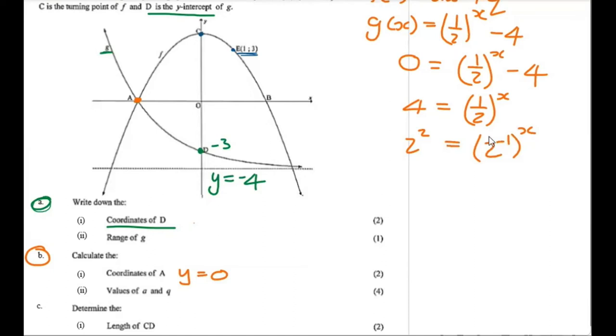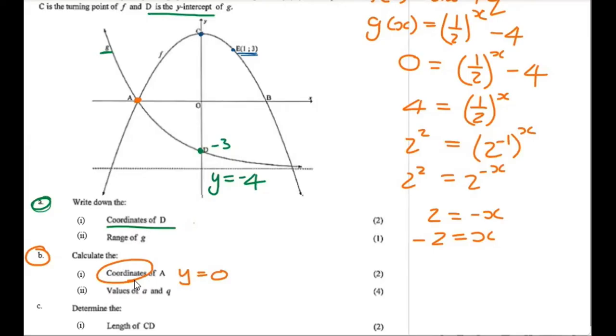Okay, and then I see that that means now I've got a power to a power, so that simplifies as 2 to the negative x. Once your bases are the same on both sides, I can just make the exponents equal. So that means x is negative 2. But they asked me for coordinates, so I'm not done.